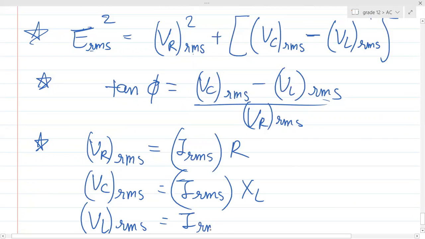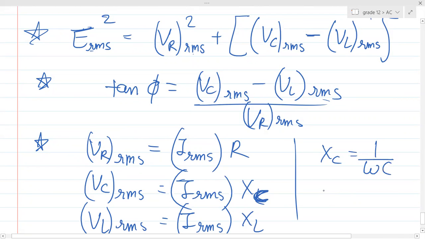So V_C RMS is I RMS into XC. Also, everyone knows the formula for XC. XC is equal to 1 upon omega C, and XL is equal to omega into L. Everyone remembers this.